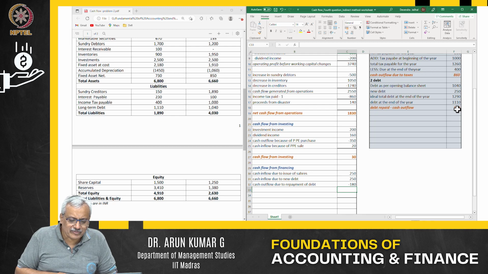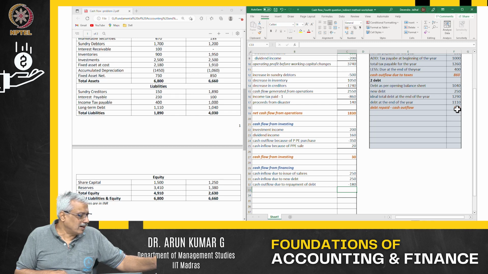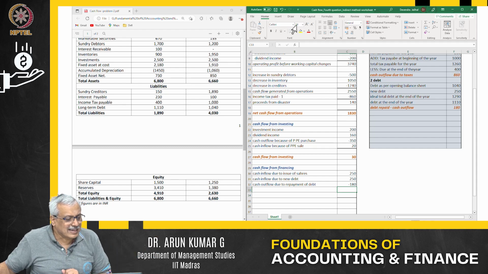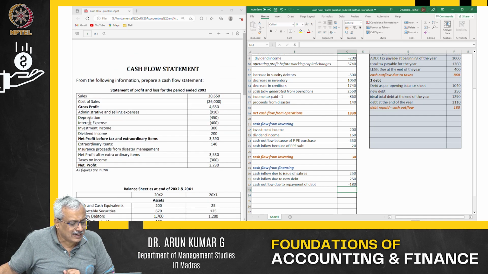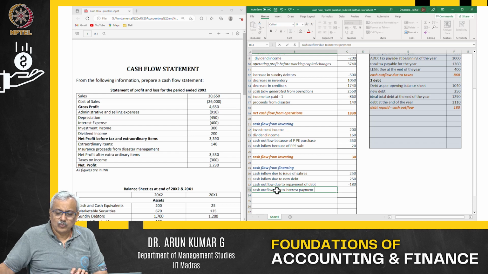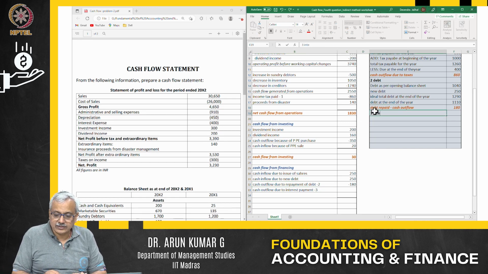Next, what else have I left out? Any other stuff? Let me see my book here. Let us see. There is interest expenditure. Interest payment is on financing. So, let us do cash outflow due to interest payment. What is the amount of interest paid? Let me put this as 2, and number 3 part of it is interest.